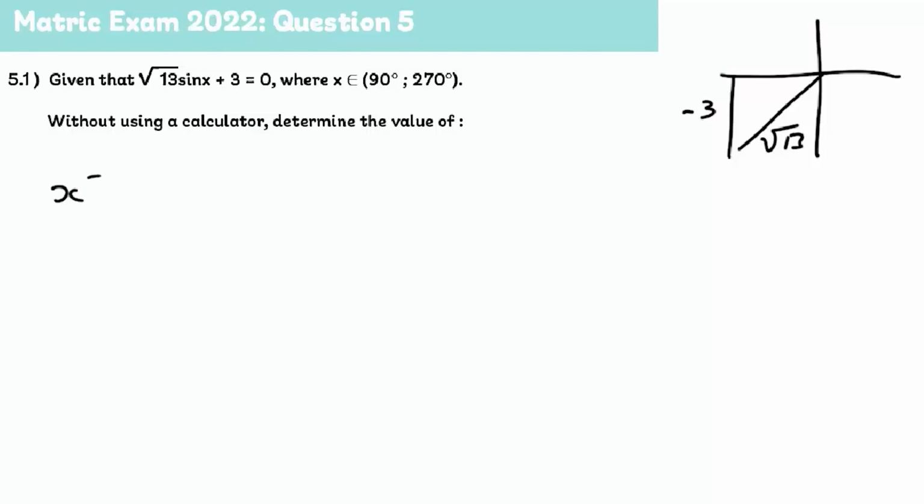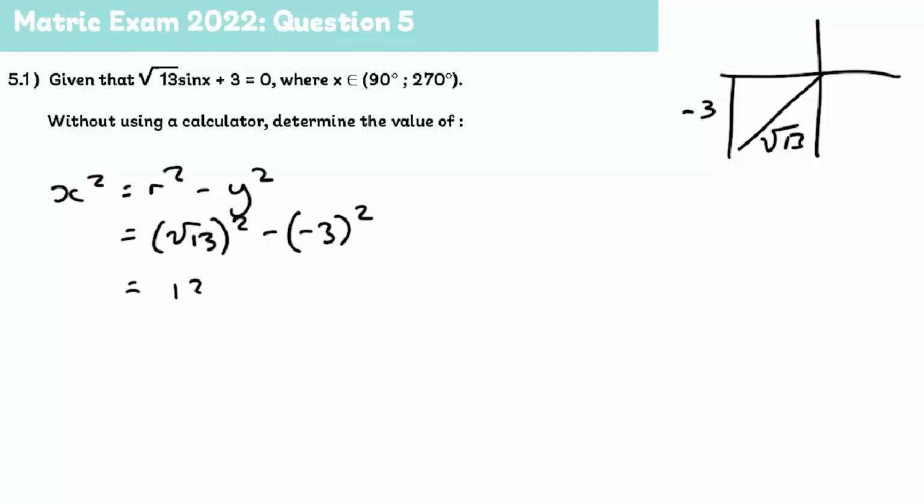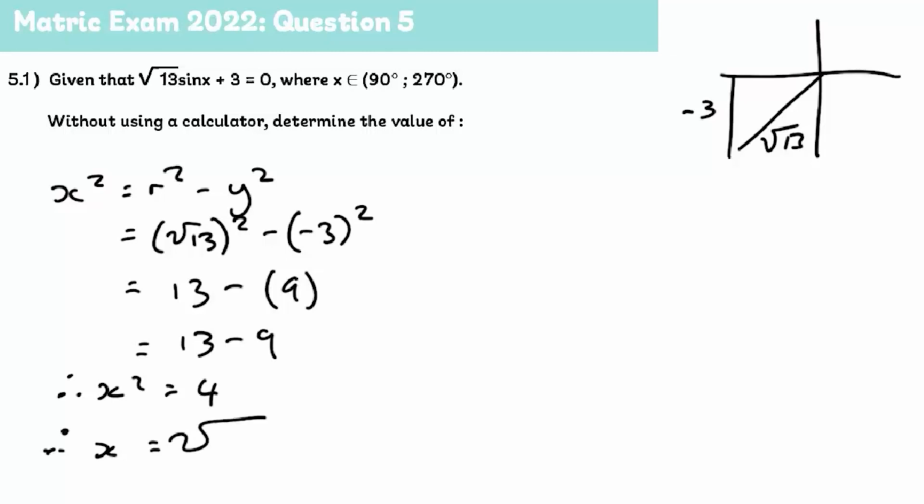We use Pythagoras. That'll be x squared is equal to r squared minus y squared. What is r squared? It's square root 13 squared minus 3 squared. That'll equal 13 minus 9. Therefore, x squared is equal to 4, and therefore x is equal to the square root of 4, which is equal to plus minus 2. If we look where x falls on the minus part, x will equal minus 2.